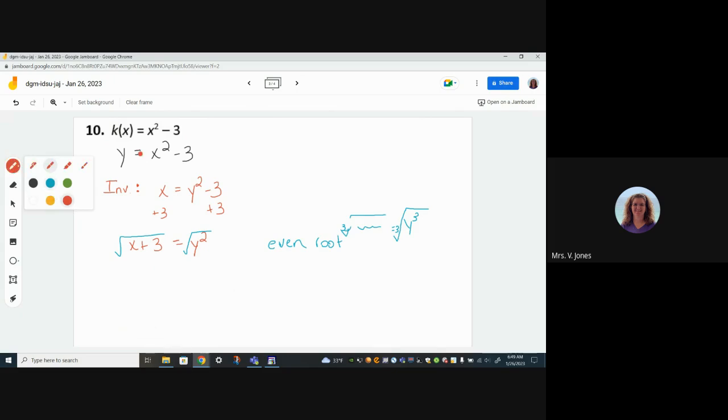So continuing, I'll need the positive negative over here because I took an even root on both sides, you have to put the positive negative right there. So continuing, we're going to have a positive negative square root of x plus 3. The square root canceled out the square, and we're left with y. Instead of a y, we want to use that k of x notation, but since this is an inverse, we put a little negative 1 there. And it is equal to this. So that is your inverse function.